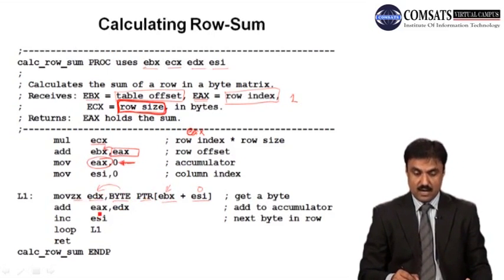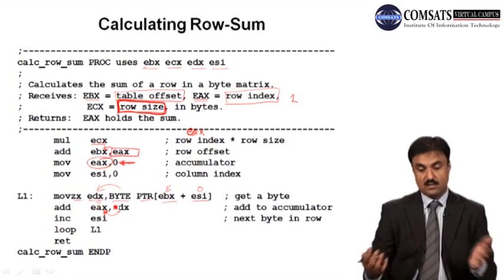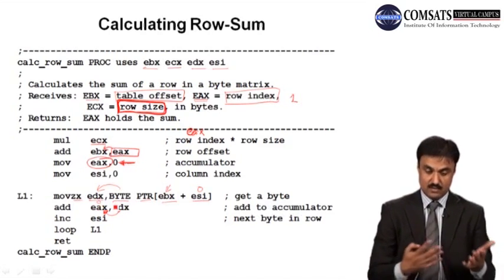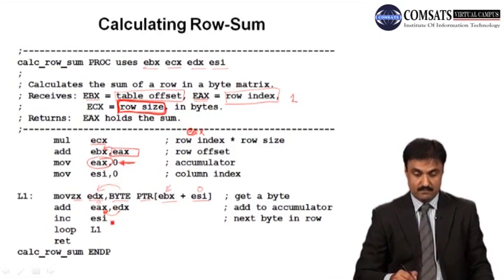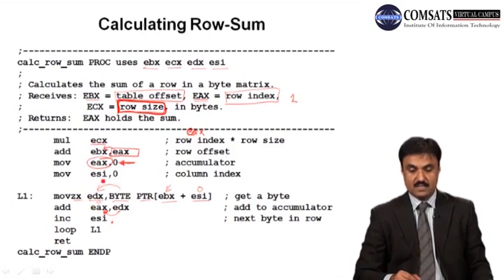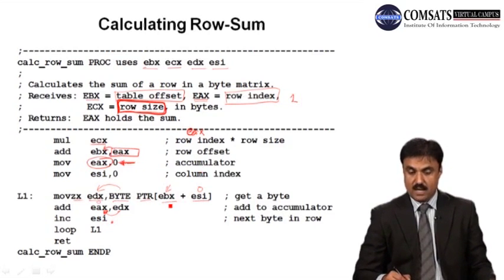Now what we are going to do is add EDX with the EAX. Initially EAX is equal to 0, and the first value in EDX will be added with the EAX. Now we are going to increment ESI. You can see previously ESI was equal to 0, and now ESI has the value incremented, so it will be 1. So we are going to add EBX plus the ESI.